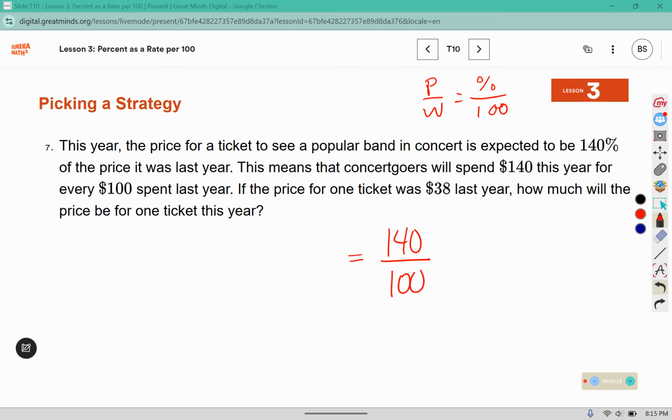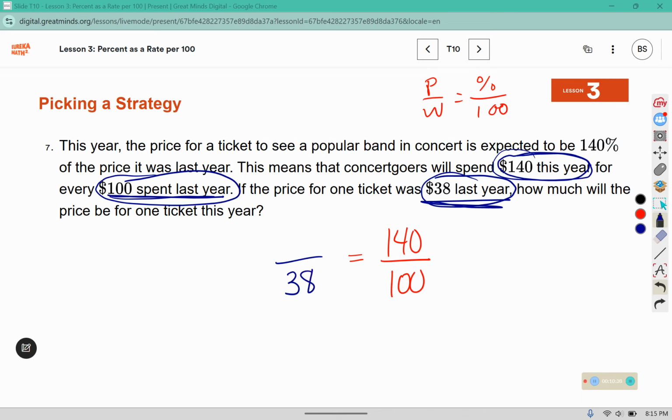this year? So you can see that the 140 is this year, and the 100 was last year. The 38 was last year. So if the 100 was on the bottom for last year, the 38 needs to go on the bottom for last year as well. The 140 is this year, and it was on the top. So if we're looking for this year, it needs to go on the top. We're going to diagonally multiply and divide by the value that's remaining.